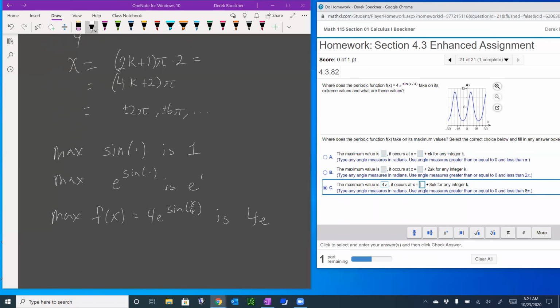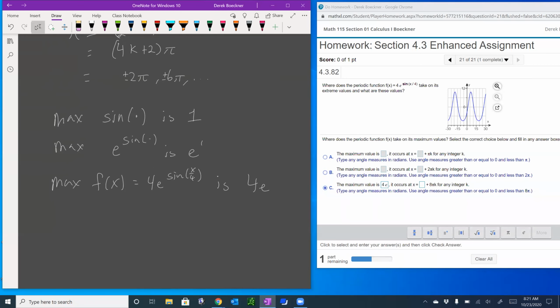And it occurs, well, this happens when the sine of x over 4 is 1. Which of these give me sine of x over 4 equal to 1? Sine of a fourth of x, not x to the 4th. Sine of a fourth of 2 pi is the sine of pi over 2. And that's equal to 1, right?